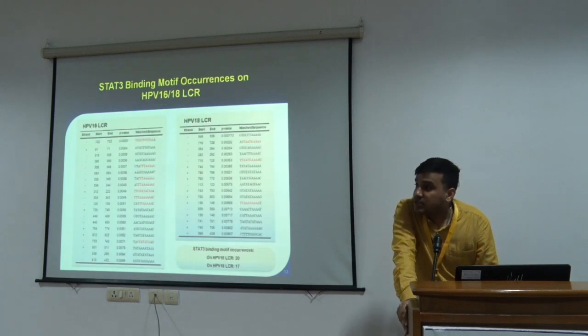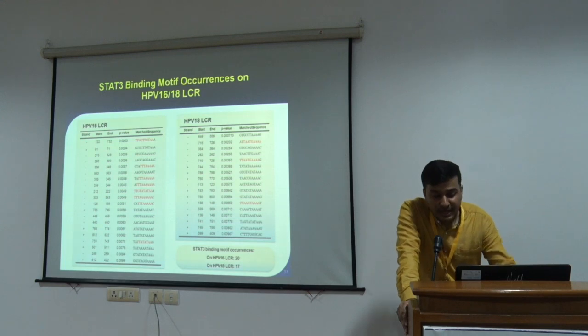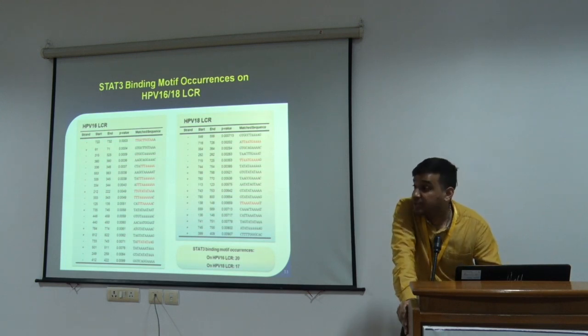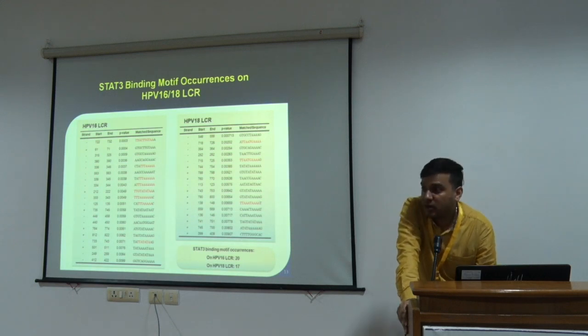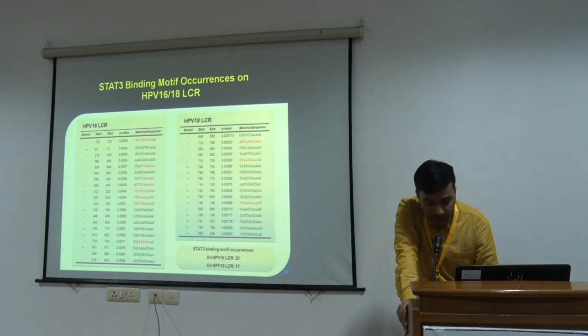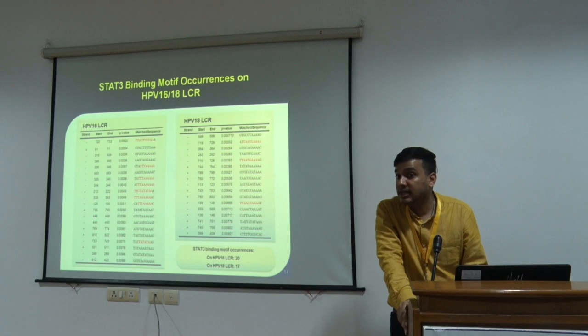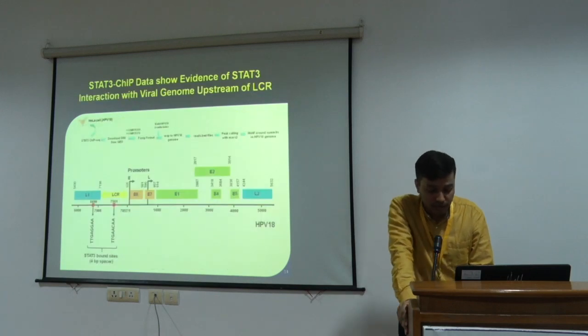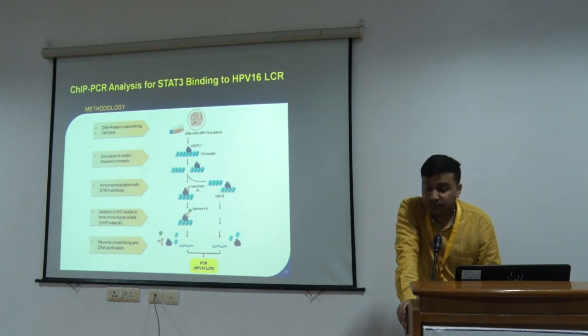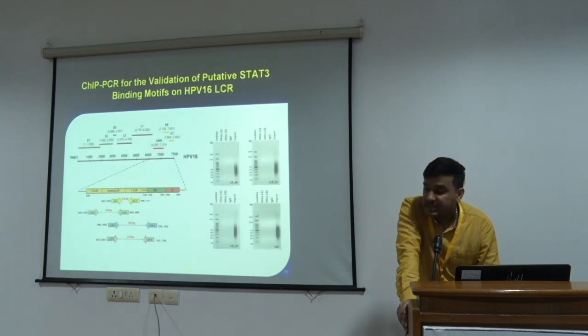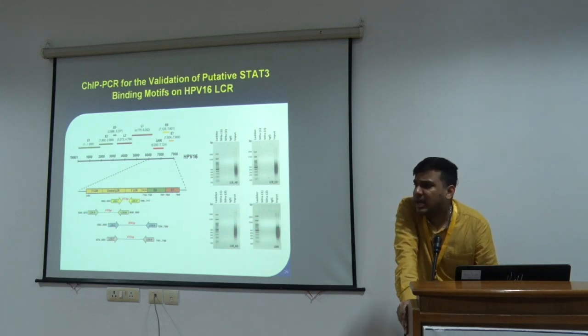Further, we did FIMO analysis, which is an in silico analysis, and we found 20 sites in HPV18 and 28 in HPV16, motifs where STAT3 can bind. However, all these in silico analyses need experimental validation. So for that we did chromatin immunoprecipitation. We designed the primer for the HPV16 LCR region and did the ChIP analysis. However, we failed to detect any STAT3 enrichment in the HPV16 LCR region.